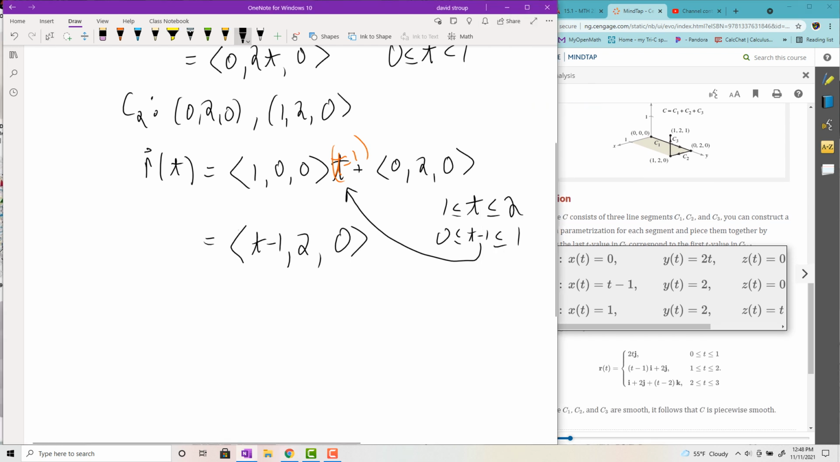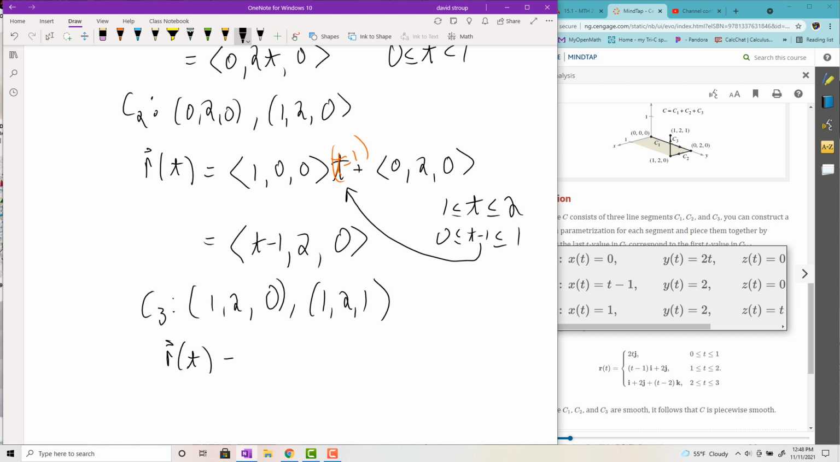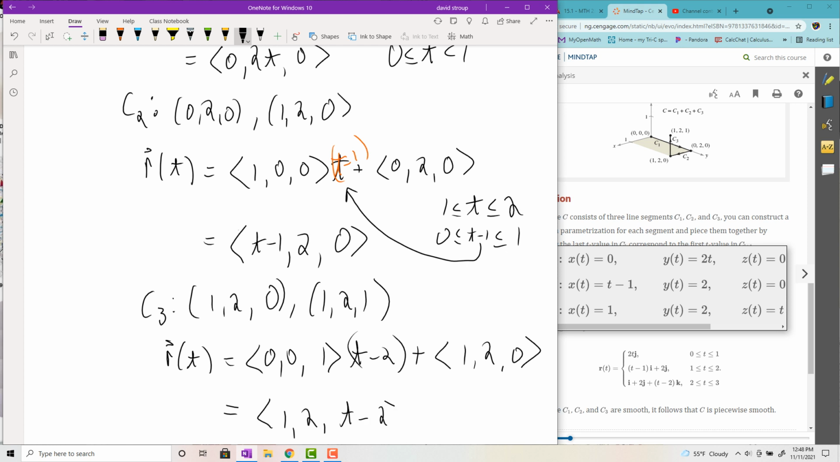Okay, and then C3, same sort of issue. It would be easy if we could just make the parameter go from 0 to 1, but they want it to go from 2 to 3 now. So anyways, 1, 2, 0 to 1, 2, 1. So my r of t this time, I play the same game, but I'll use a t minus 2 on the outside here. So plus then the starting position, 1, 2, 0. The slope, so to speak, 0, 0, 1. And so our formula will end up being 1, 2, t minus 2.